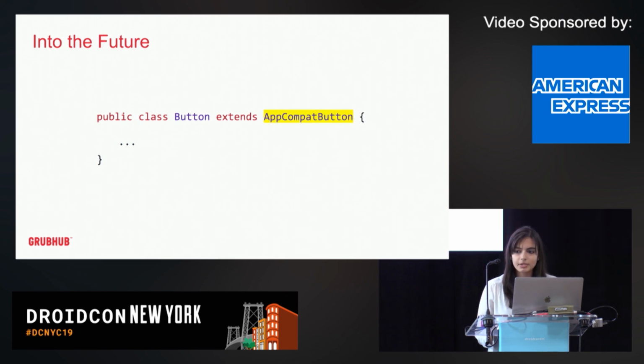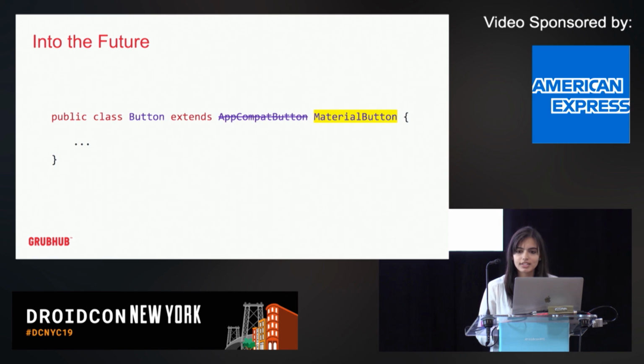So the thing to keep in mind is, because all of this is happening within one class, it's pretty straightforward to now, instead of extending app-compat button, switch over to material button, make the necessary updates we need to make, and now you have a button that's up to date with the latest version of material.